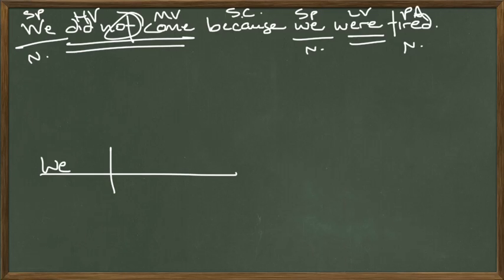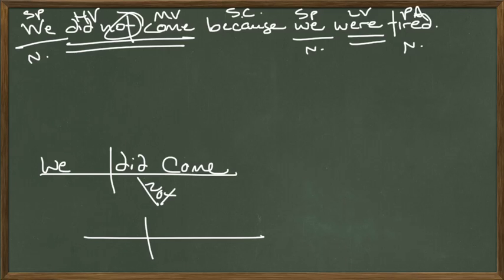We did not come. Why didn't we come? Because we were tired. We did not come because we were tired, and then we just connect the dots, connect the verbs, and write because. We did not come because we were tired.